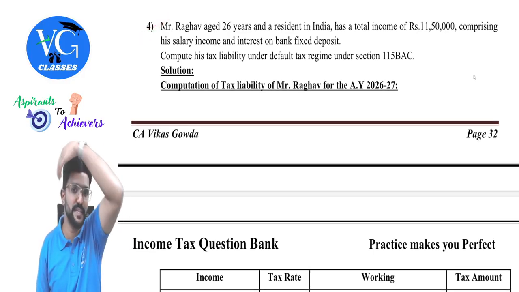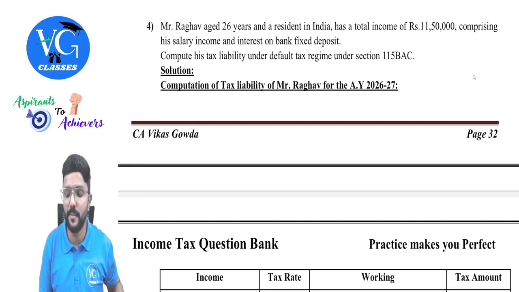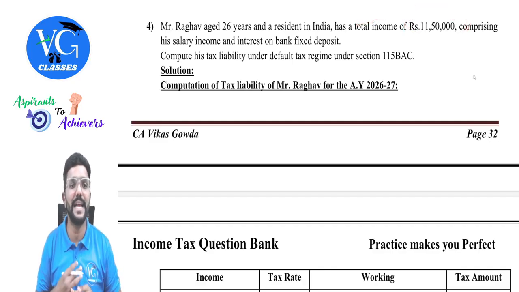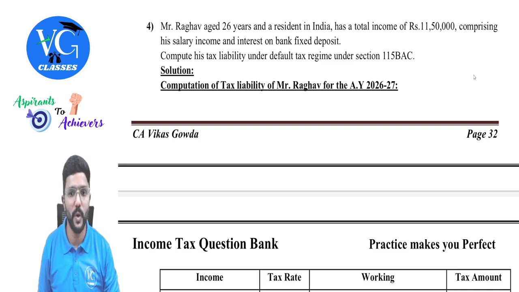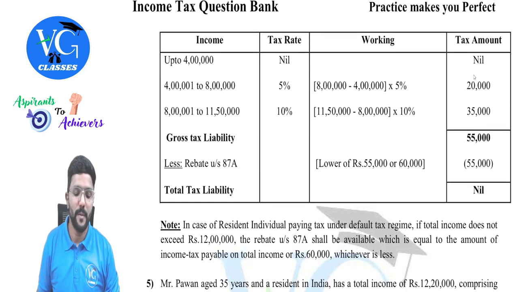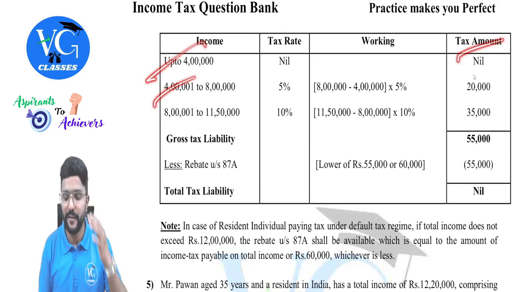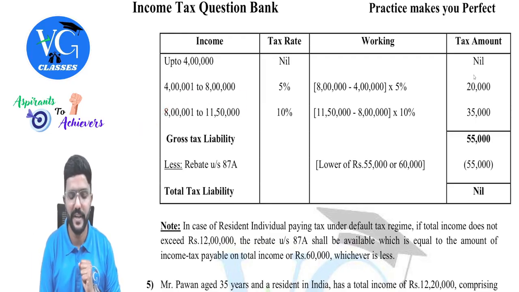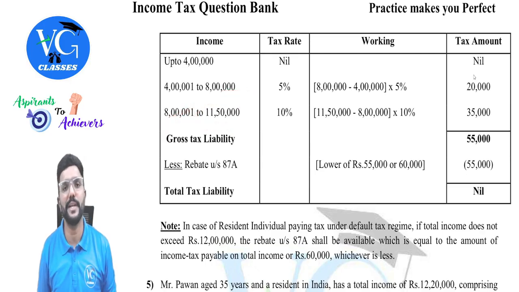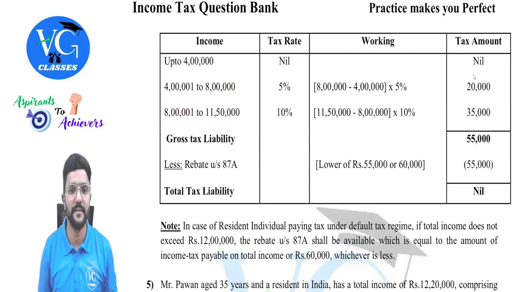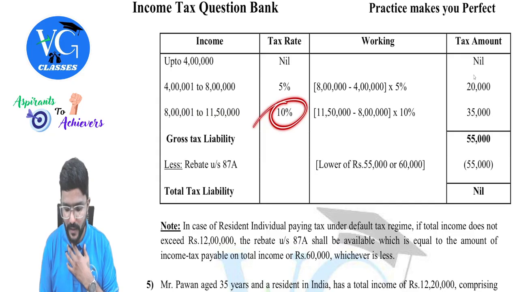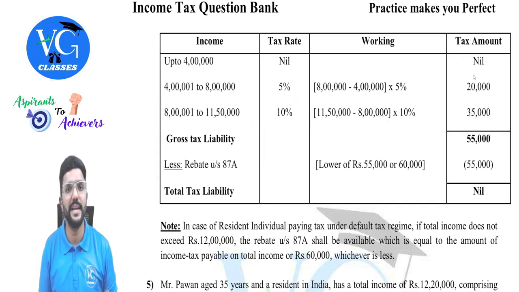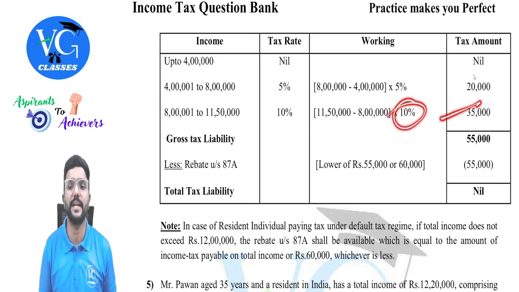Mr. Raghav, aged 26 years and a resident in India, has a total income of 11,50,000, comprising his salary income and interest on bank FD. Compute his tax liability under the default tax regime under section 115BAC. Up to 4 lakh, nil. 4 to 8 lakh, 5%, which comes to 20,000. 8 to 12 lakh is 10%, but we need to stop at 11 lakh 50 because the total income is only 11 lakh 50. So 1150 minus 8 lakh gives 3 lakh 50, into 10%, you get 35,000.